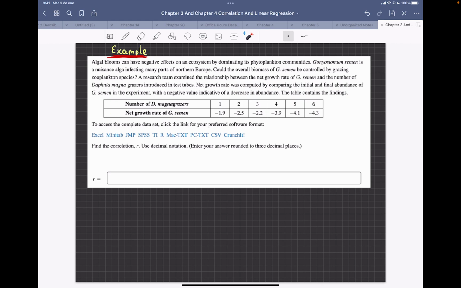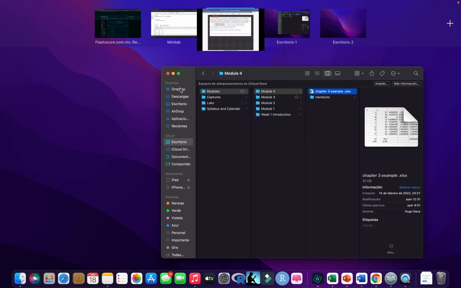And there you have it. Most of the time we're not going to be familiar, at least not me, with the nature of the data, but the point is that we know we need numbers, and we need to know what we're going to do with the numbers. So here it says to access the complete data set, click. We have to download it from the assignment. So let's do it.